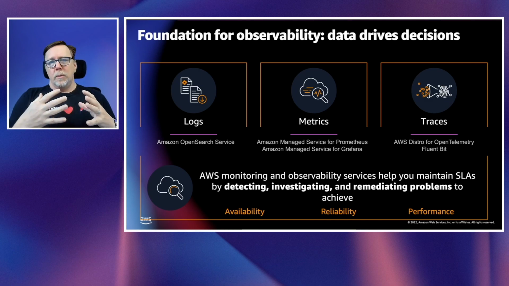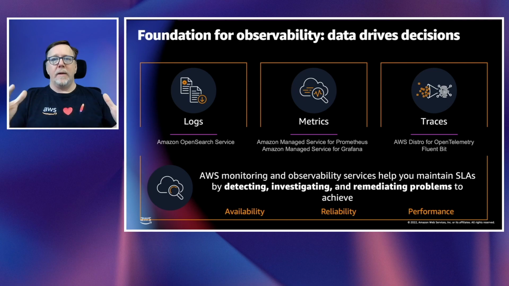Traces are logs that are produced from your application that capture the course of the processing of a single event through your system. And with these three kinds of information, you can go in and figure out exactly what's going on. We have a number of managed services that address these various concerns, and we're going to go into depth on all of them.